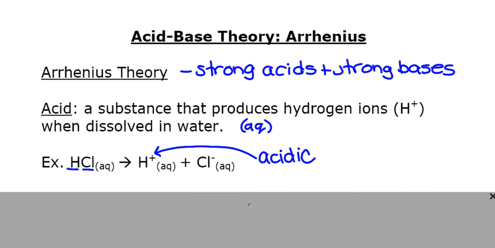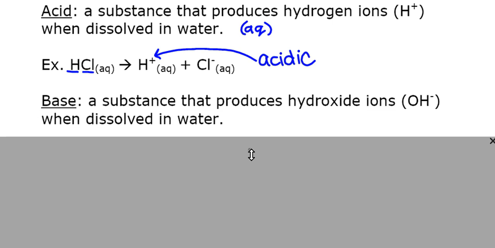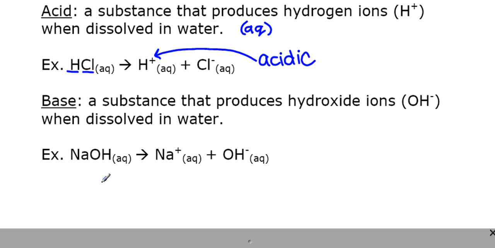Next, let's take a look at the definition for a base. So a base also produces an ion when dissolved in water, but it's a different one. A base is a substance that produces hydroxide ions when dissolved in water. We've seen hydroxide compounds before, but make sure that they're dissolved in water here. So here's an example. Sodium hydroxide is going to break apart into its two ions in water, sodium ions and hydroxide ions. So here's your positive sodium ion, and here's that negative hydroxide ion. That ion makes something basic.